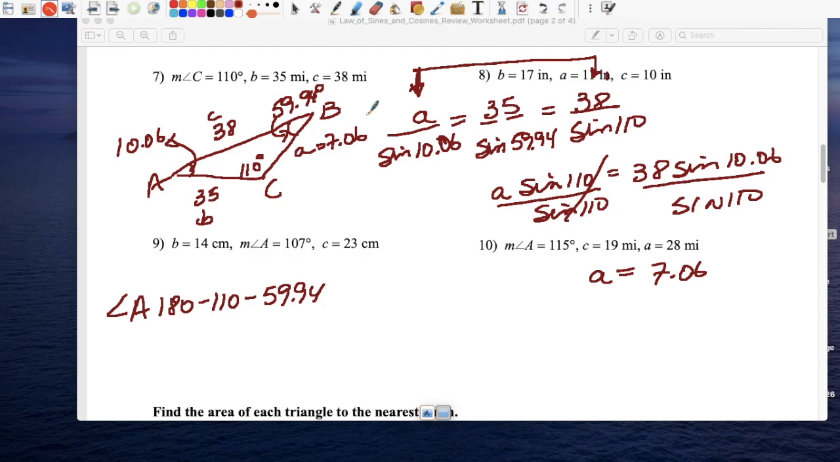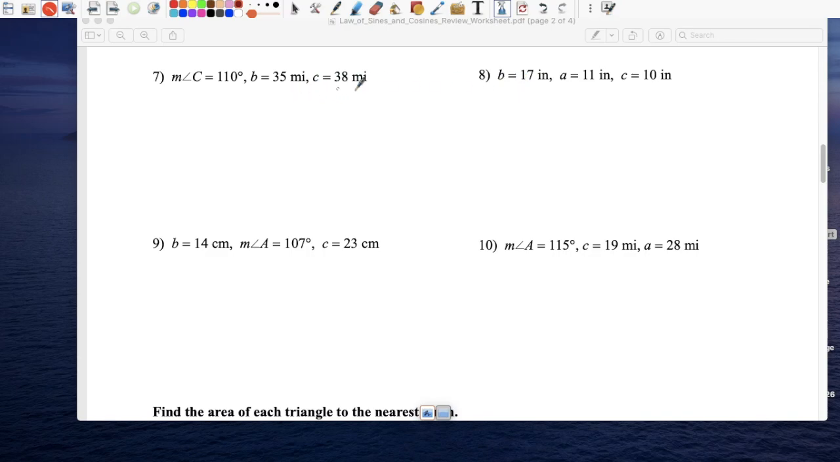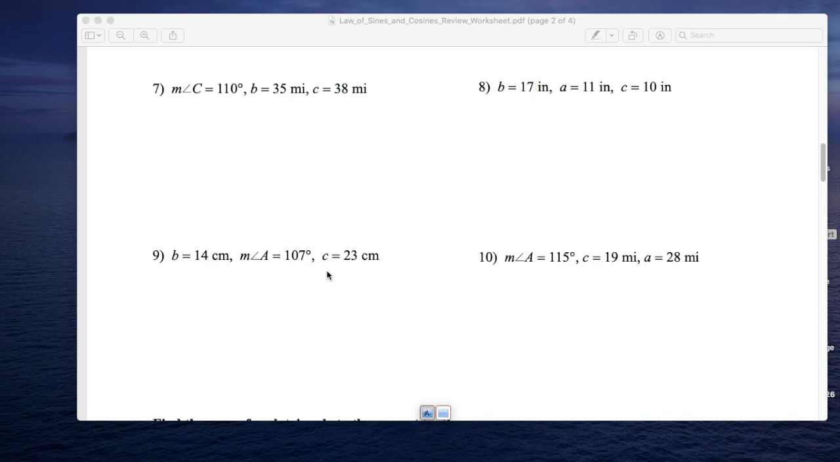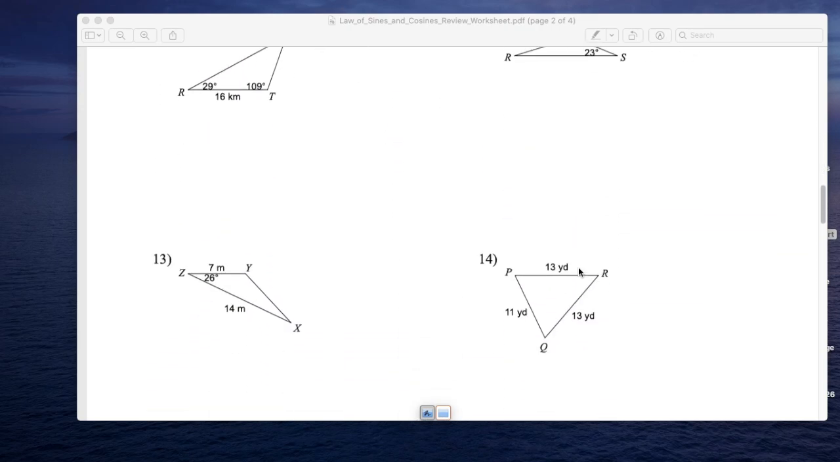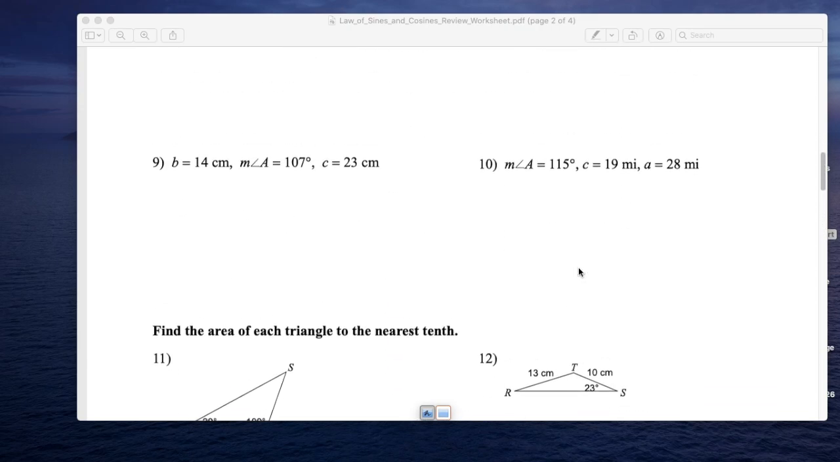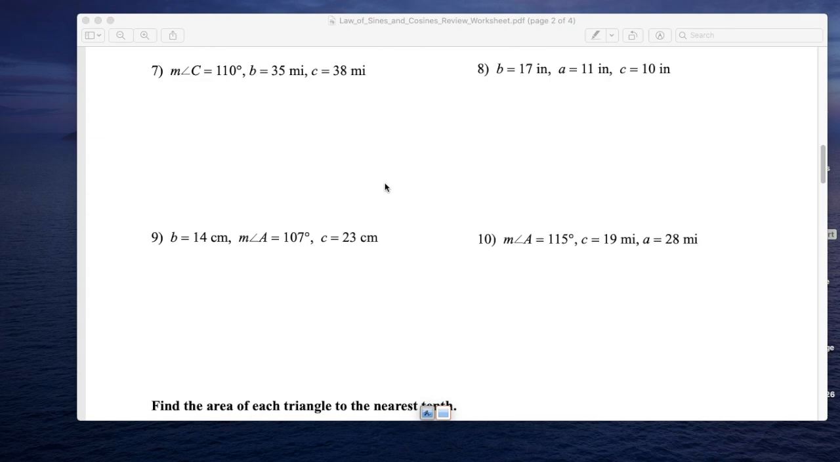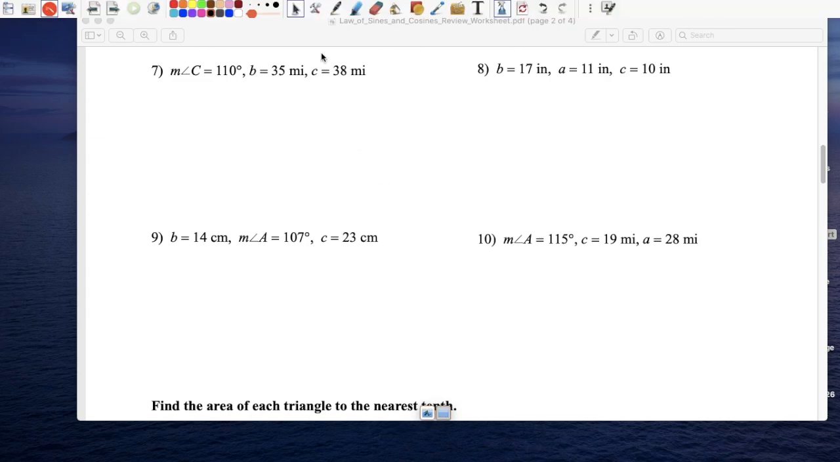Okay, that's number 7. Let's see. Here we have two sides of an angle, right? Then they ask us to find the area. All right. Let's do one more. Let's do number 9, and then I'll do the next section.